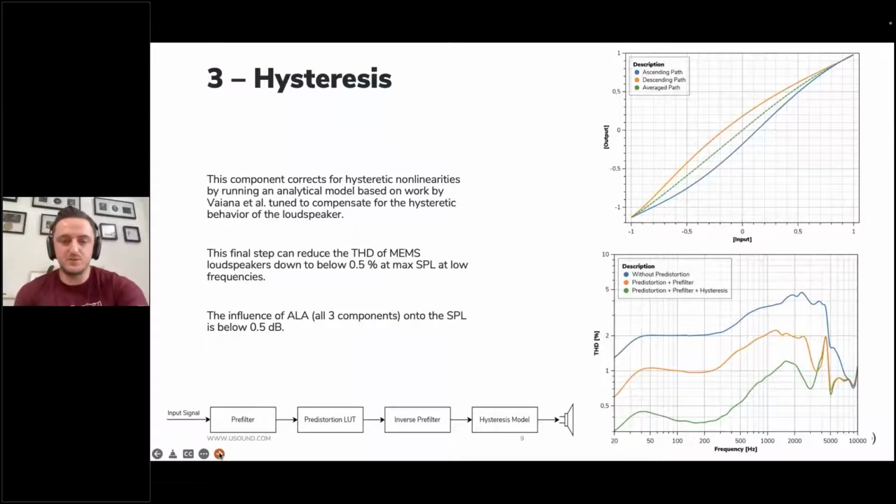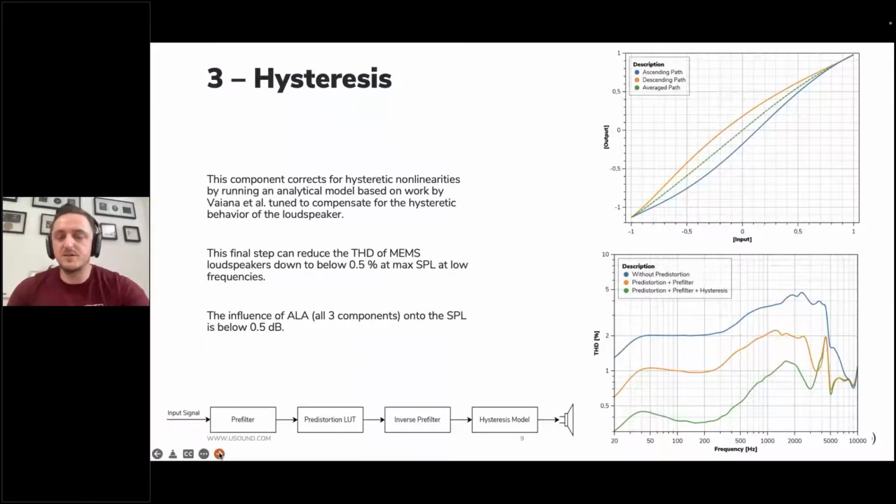Now, pay attention to the y-axis. This is on a logarithmic level, so the amount of distortion reduction is not as significant as with just the predistortion filter, but in terms of logarithmic values, it achieves roughly the same distortion reduction. So the distortion products are reduced by the same amount of decibel, but not the same amount of percent. With the hysteresis model, we can achieve a reduction of distortion to levels below 0.5% THD.